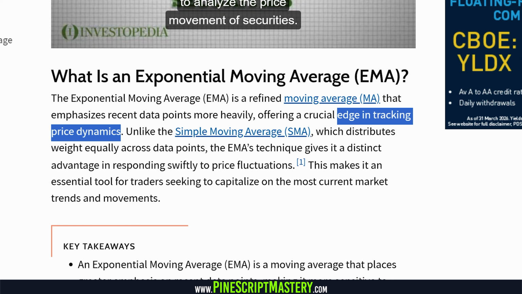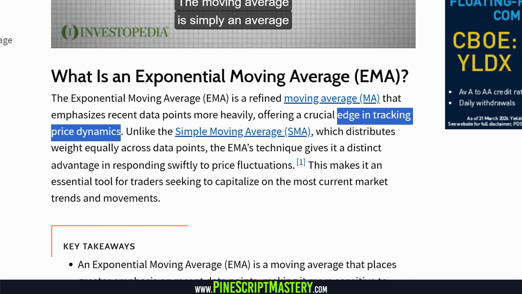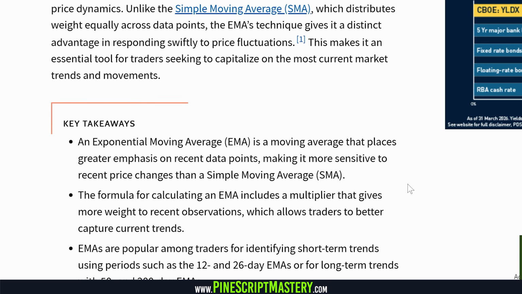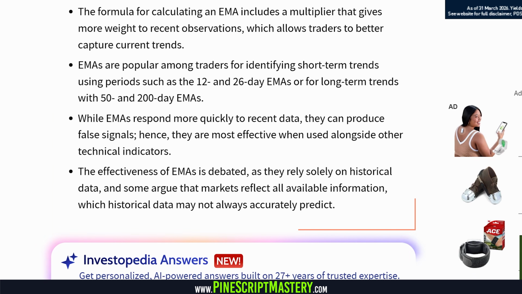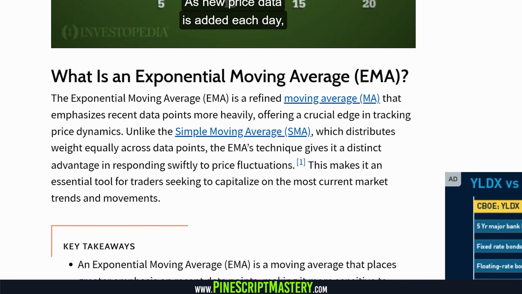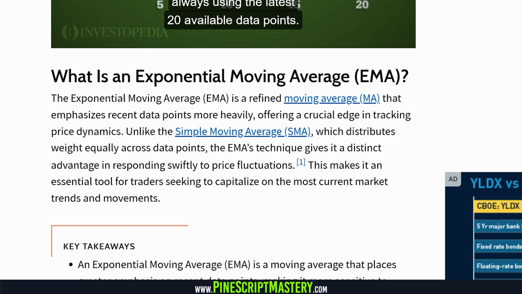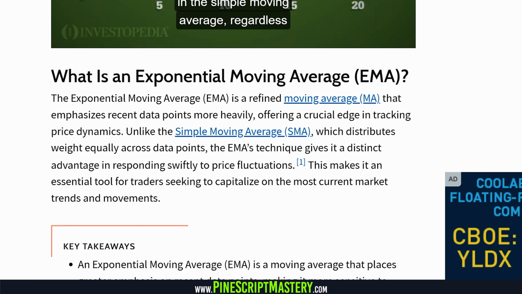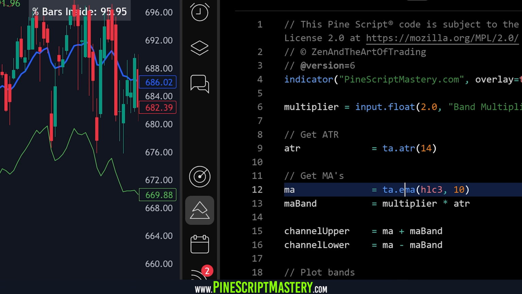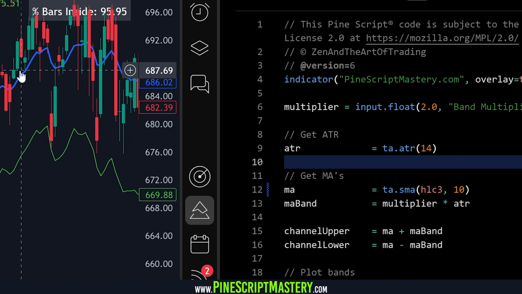I don't know about that. It doesn't necessarily work better than an SMA. It's just a different way. People have different preferences. I do tend to prefer the EMA. I just think it makes a bit more intuitive sense to weight more recent data points in a data set, but that's a personal preference. It doesn't really matter. You could just as well use an SMA for a Keltner channel.